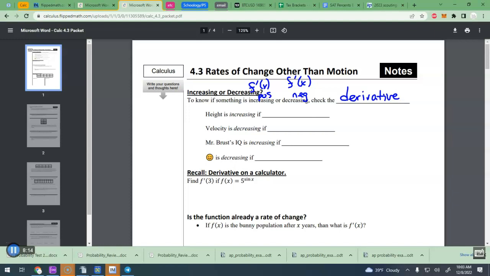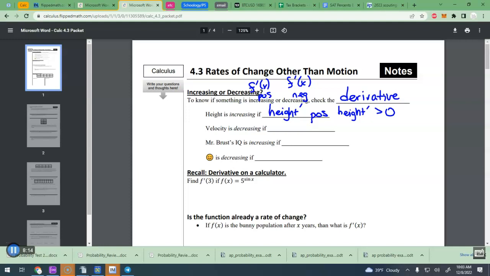So the height is increasing if the derivative of height is positive. So we would say height prime is positive, or height prime is greater than 0, or dh dt, if you wanted to call height h and then time. I don't know if we're there yet. That's like the next lesson.